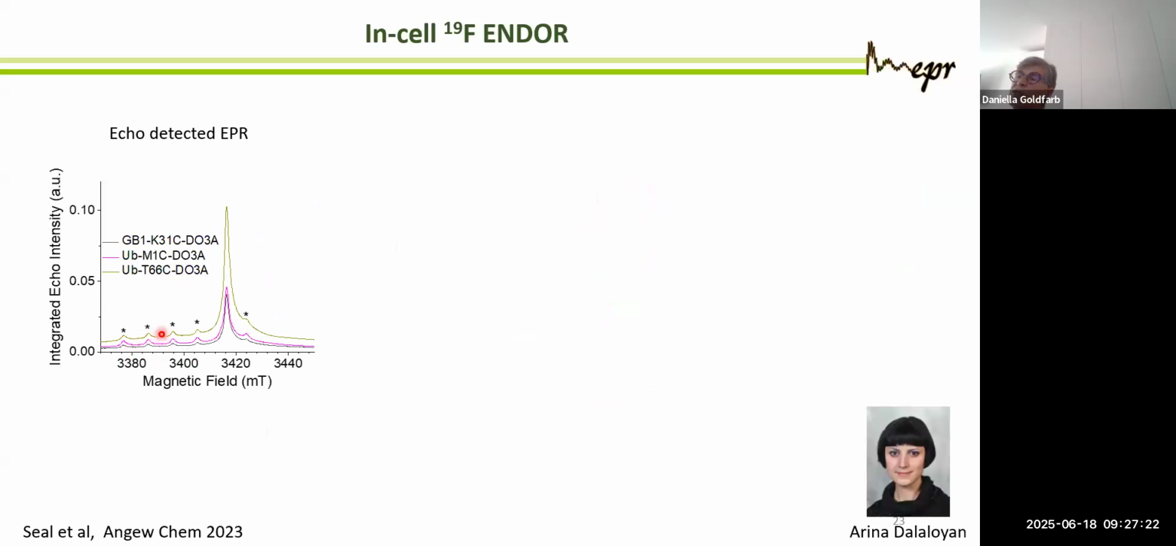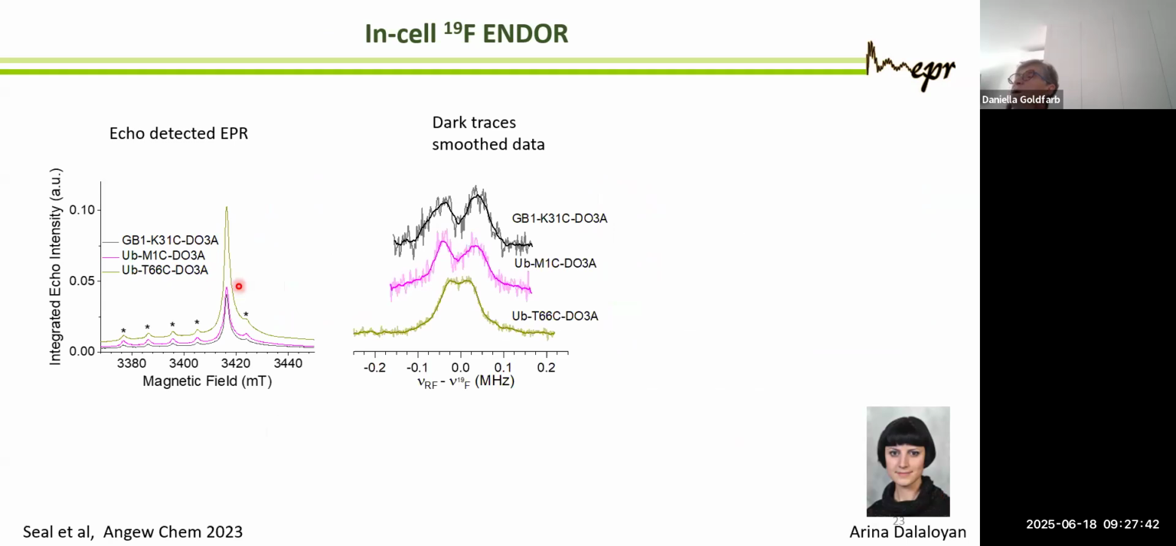Usually when you do the in-cell measurement, this is your EPR. The protein was injected into the cell using electroporation. And this is the intrinsic signal. You always have a manganese signal. This was done by Arina. She's an expert with this. And then this was the in-cell data.